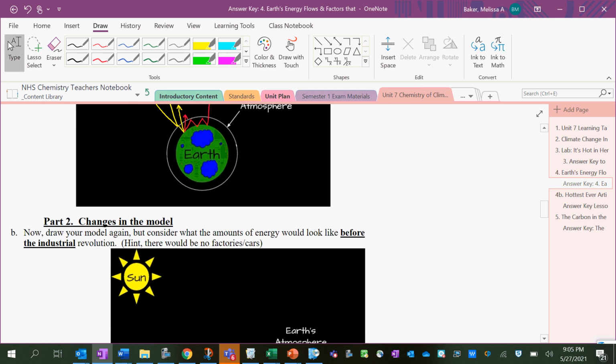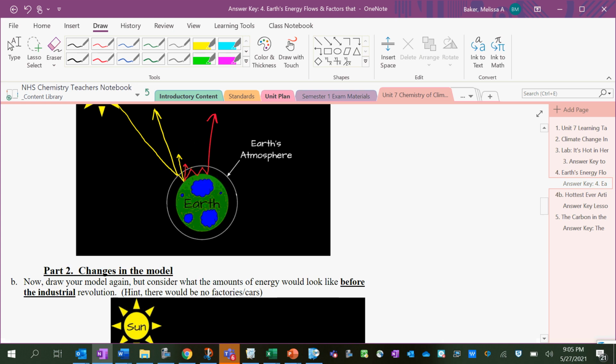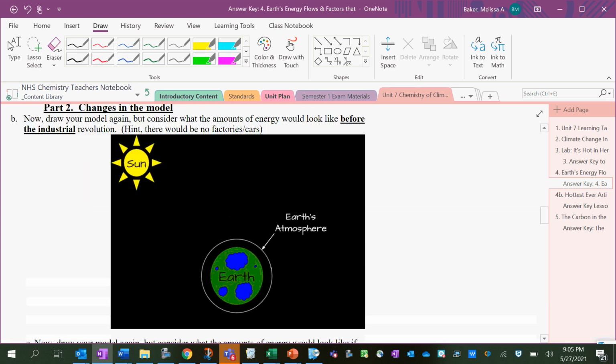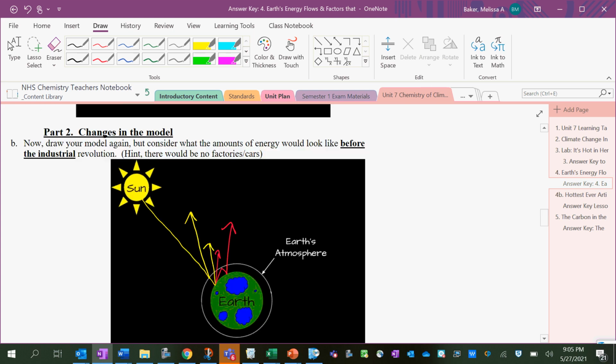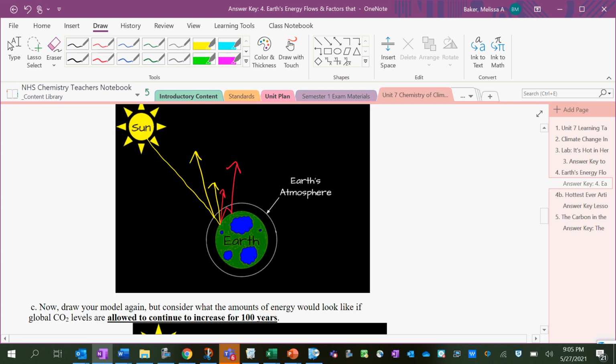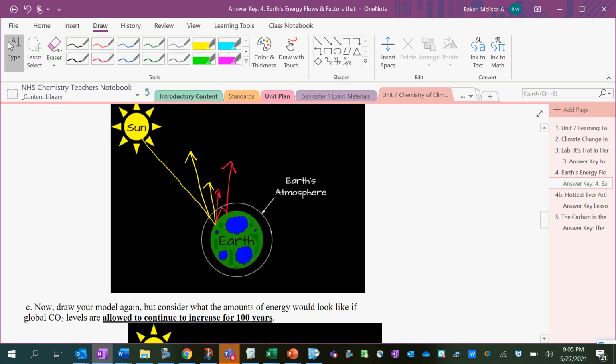All right. And then it says, draw your model again, but consider what the amounts of energy would look like before the Industrial Revolution. There were no factories or cars. So, okay, we would have energy still coming in and some reflecting off this. And before there were cars, we wouldn't have as much bouncing around, maybe like one bounce and then it's out. Here I kind of bounced it around a little bit more, but there weren't as many greenhouse gases, so it could escape faster.